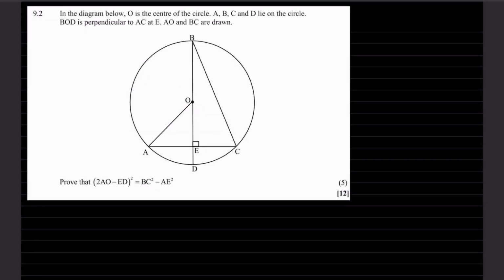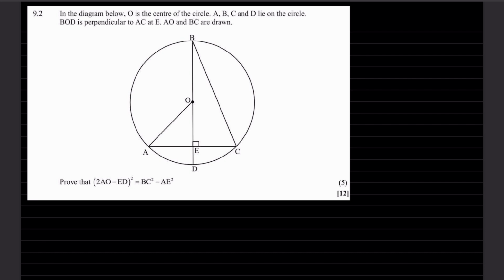Question 9.2 reads, in the diagram below, O is the center of the circle. A, B, C, and D lie on the circle. BOD is perpendicular to AC at E, AO and BC are drawn. Prove that 2AO minus ED all squared is equal to BC squared minus AE squared.